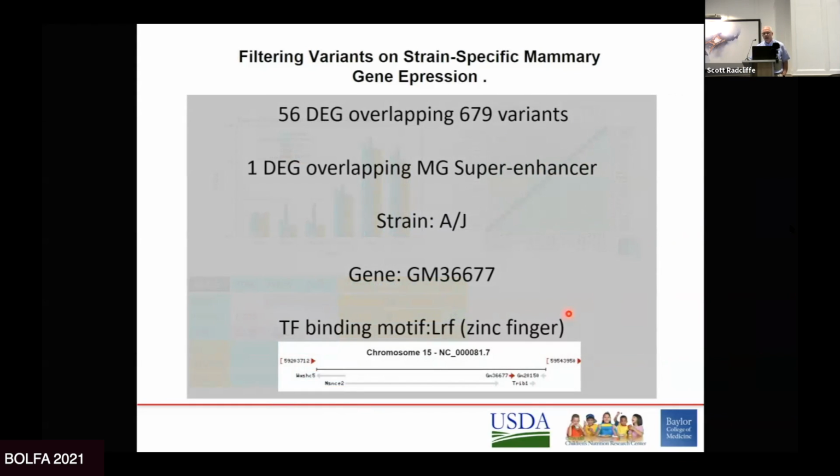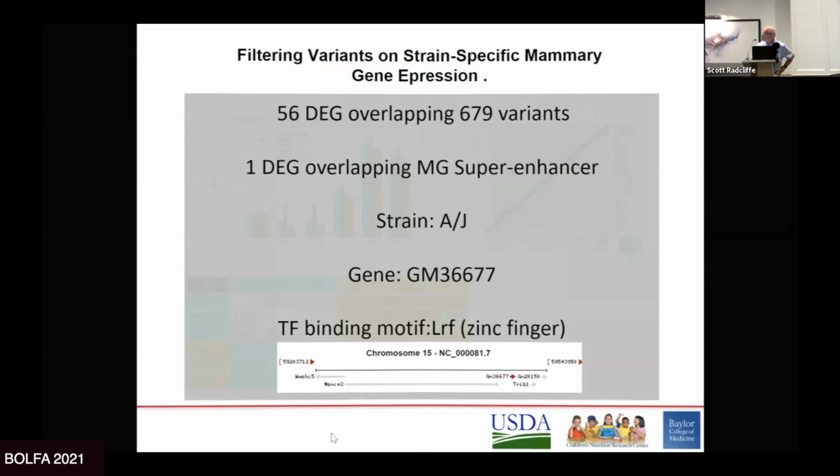It was in the strain AJ, and this gene, which is a predicted gene, Gm36677, is a long non-coding RNA. So we're not sure what this does yet. And in fact, this data is really new to me, so we're going to have to think about this a little bit. But it actually disrupts a zinc finger binding site. And you can see a little bit about it on chromosome 15 below.